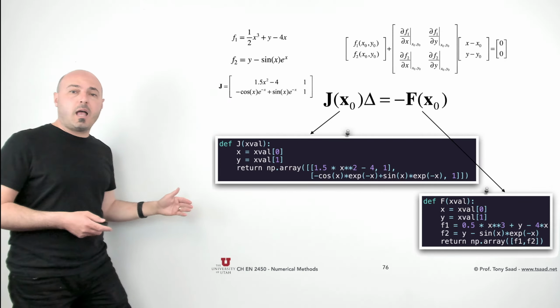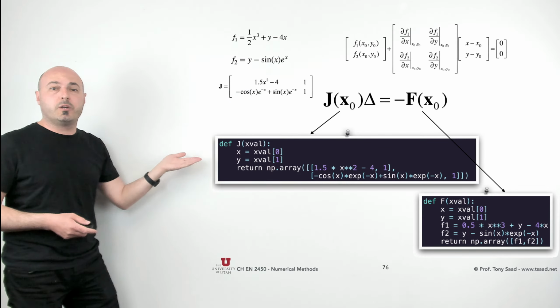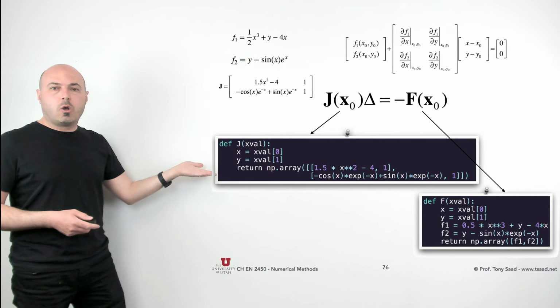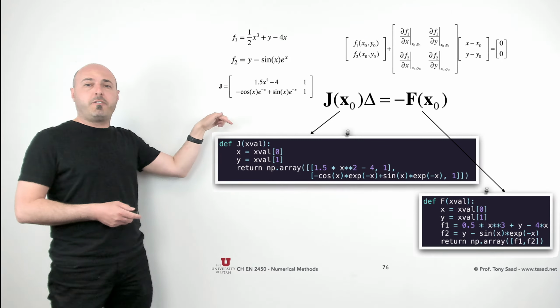Okay, here's an example of how you would implement this for this system of equations. This is easily extendable to any case you want. So I'm just giving you this as an example for this case. So this is my Jacobian function.